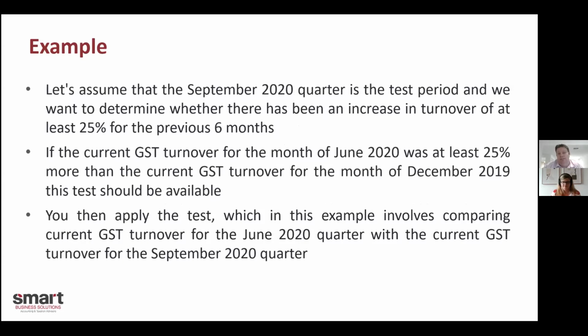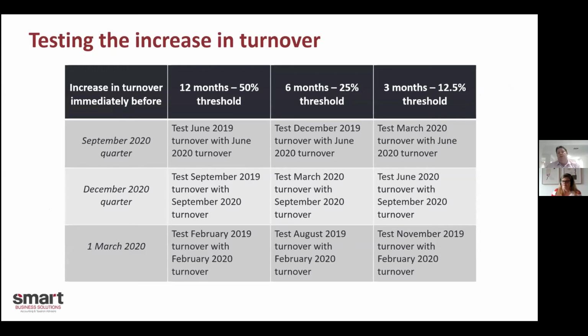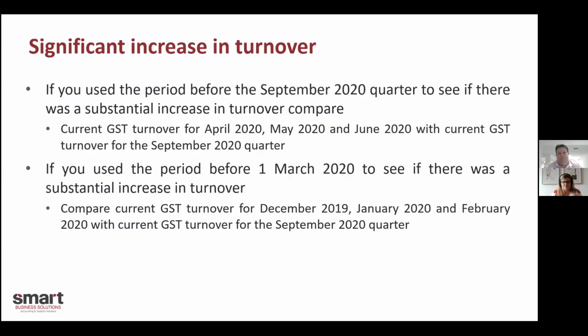You then apply the test, which in this example involves comparing the current GST turnover, so your actual GST turnover for the June 2020 quarter, with the current GST turnover for the September 2020 quarter, and you're looking for the drop that you need to then be able to access JobKeeper 2.0. So hopefully that's pretty clear to everyone. Just to quickly go back, you could do the same tests in December as well with the relevant months, or you could have chosen the 1st of March turnover. Just be wary, it does change the comparison period that you are looking at in that case.